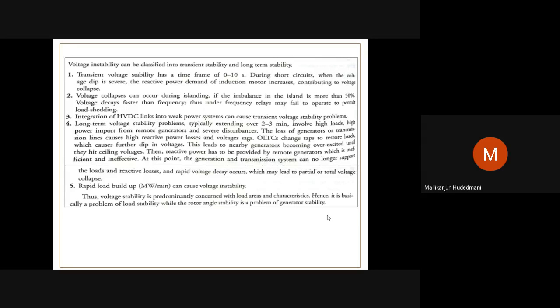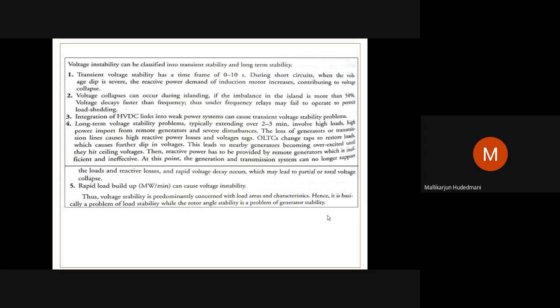And rapid load growth, this is the fifth point I'm trying to say. The load growth is rapid, megawatt per minute. This is the rate of rise of load. This is another important aspect of a power system's ability to cope with loads which are building rapidly. If it is not able to generate adequate megawatts for the timely need, definitely the system suffers. That will cause the voltage not to be stable.